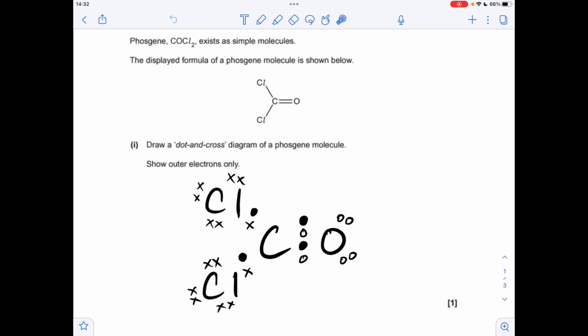Okay, so make a start. Each chlorine has 7 valence electrons, so I've gone for crosses for the chlorine. One of them is shared with a carbon electron. Carbon's in group 4, so we need 4 of a different type of electron, so I've gone for the shaded circles there. This is a double bond to the oxygen, so we need 2 pairs in the shared part. And I've gone for open circles for the oxygen, which needs 6 electrons.